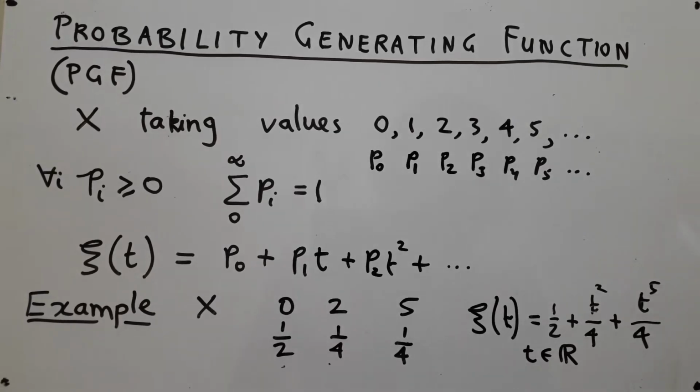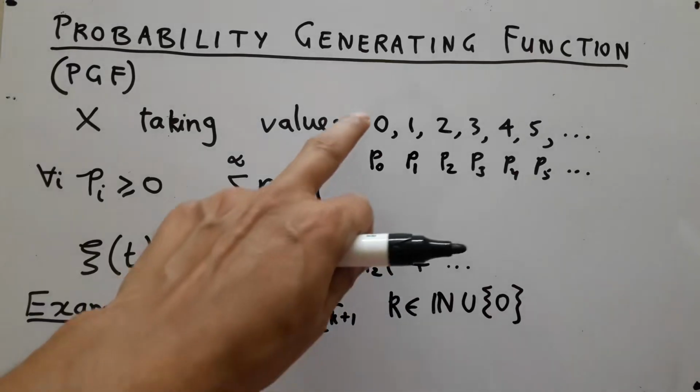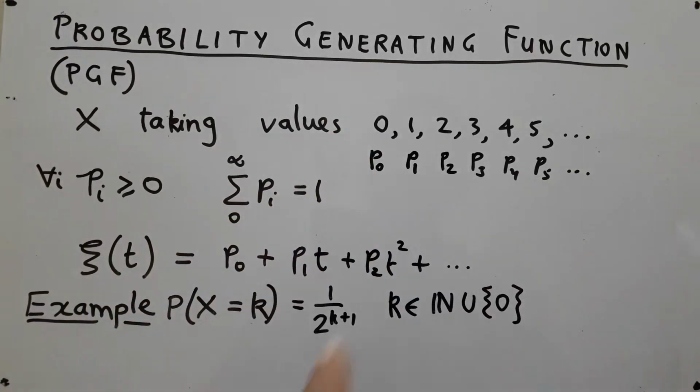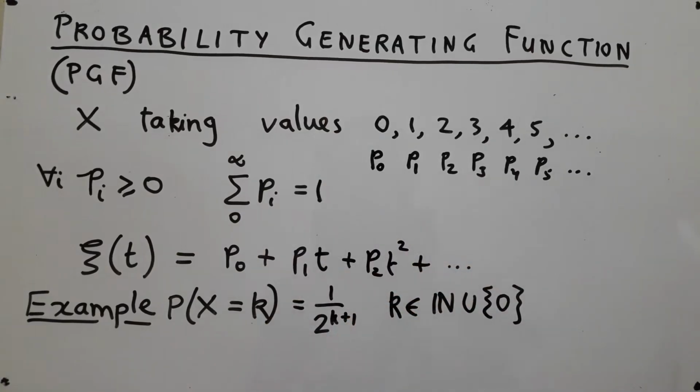Now let us take an example where x takes countably infinitely many values. We shall take an example where all these non-negative integer values are taken with strictly positive probabilities. In this case, I am taking probability x equal to k equal to 1/2 to the power k plus 1. So here it takes the value 0 with probability half, then half squared, half cubed, half to the power 4 and so on. So it's the geometric distribution. And I am interested in finding its PGF.